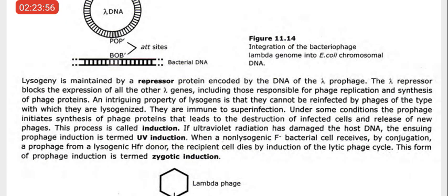Under some conditions, the prophage initiates synthesis of phage proteins that lead to the destruction of infected cells and release of new phage. This process is called induction. If ultraviolet radiation has damaged the host DNA, the ensuing prophage induction is termed UV induction. When a non-lysogenic F-bacterial cell receives by conjugation a prophage from a lysogenic Hfr donor, the recipient cell dies by induction of the lytic cycle. This form of prophage induction is termed zygotic induction.